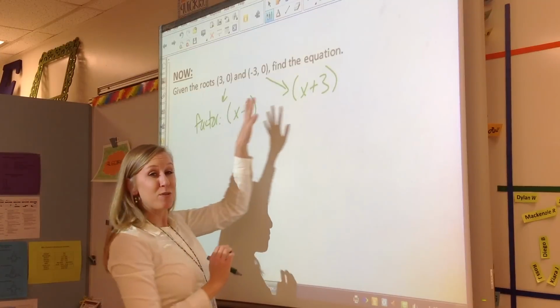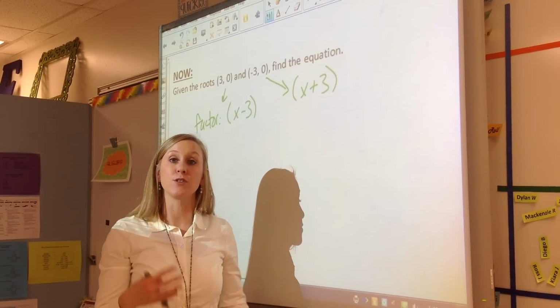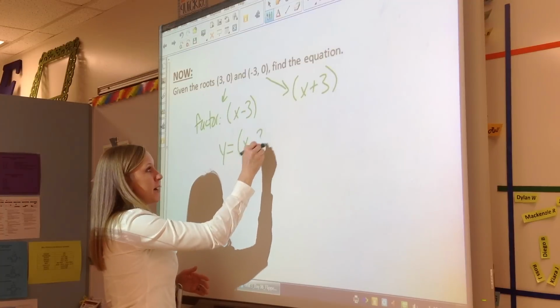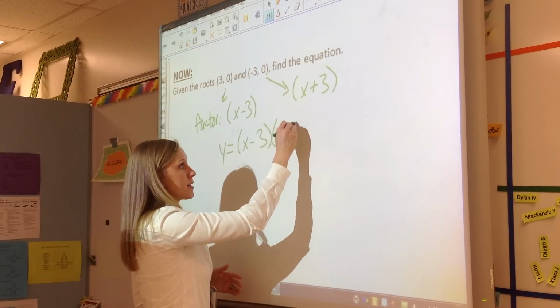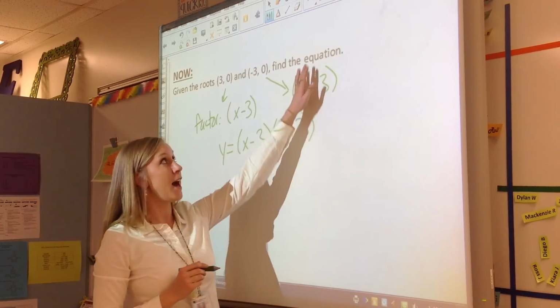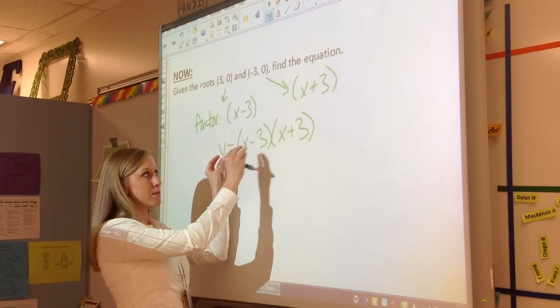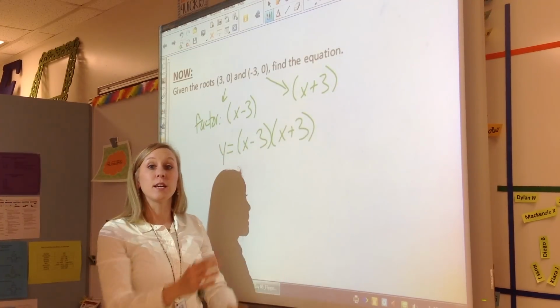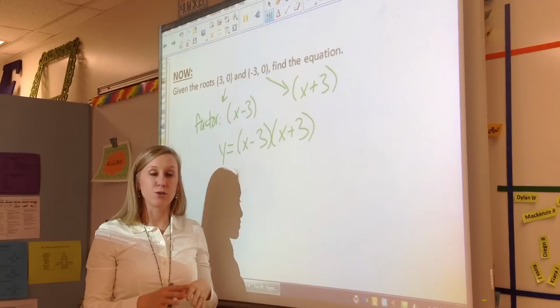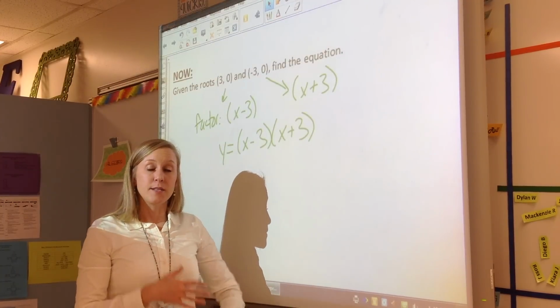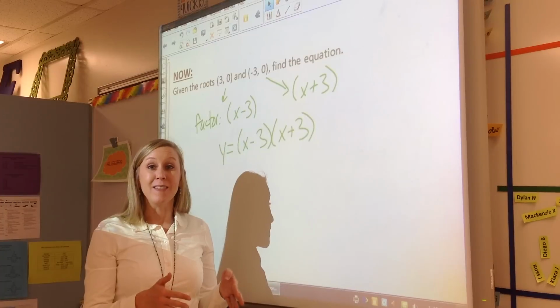Well, now that I have both of my factors, I can write this in factored or intercept form, which would be y equals x minus 3 times x plus 3. And that is my equation. So this is kind of the new stuff. This is a little bit of what you need to know to continue on with the flipped classroom. So if you need to rewatch this video, rewind, reset, please do so before you begin the next video.